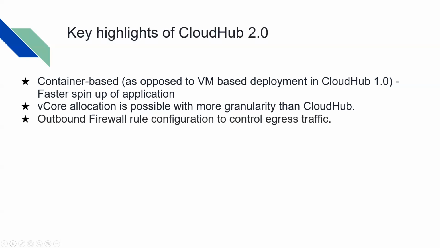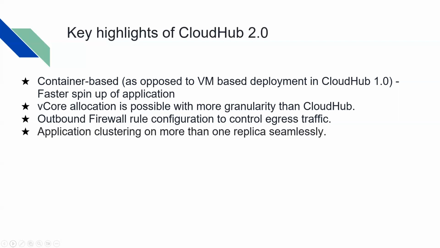And then the outbound firewall rule configuration to control egress traffic is a great feature which was not there in CloudHub 1.0. So you can control the inbound traffic through the dedicated load balancers, but outbound traffic control was not possible in MuleSoft CloudHub 1.0. So here it is possible. So now you can ensure that your experience API can send traffic only to the process API by configuring this outbound firewall. This is just an example to help you understand what the outbound firewall rule configuration means.